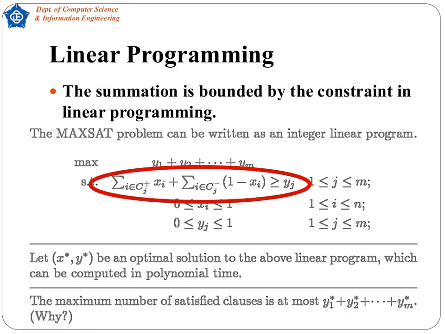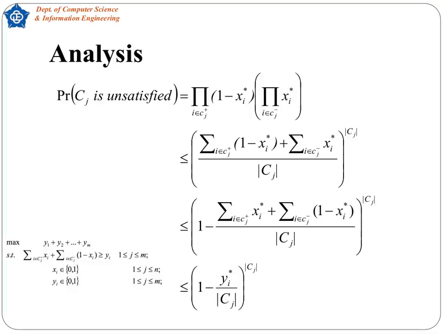The heart of this formulation is the highlighted constraint. For each clause j, the sum of x_i over its positive literals, plus the sum of (1 - x_i) over its negated literals, is greater than or equal to y_j. In plain terms, y_j can only reach 1 when the clause is truly satisfied by the x's. Solving this LP in polynomial time then yields an optimal fractional assignment whose total y value upper bounds the maximum number of satisfiable clauses.